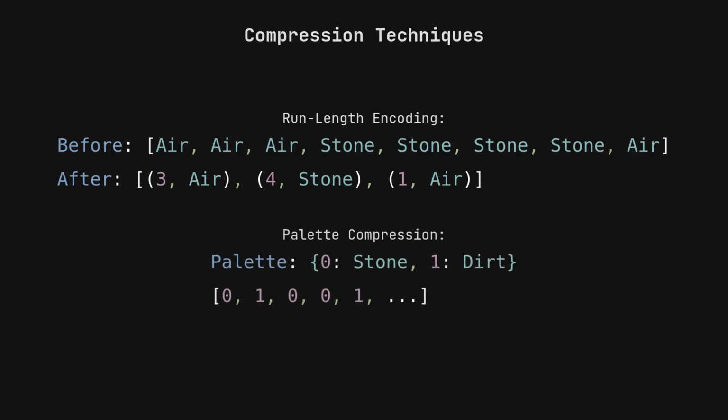With palette compression, on the other hand, we create a block palette, which allows us to use smaller data types like 8-bit numbers to represent blocks, since most of the time we can assume every chunk doesn't contain more than a few different block types. And if it does, we just use a slightly bigger data type.